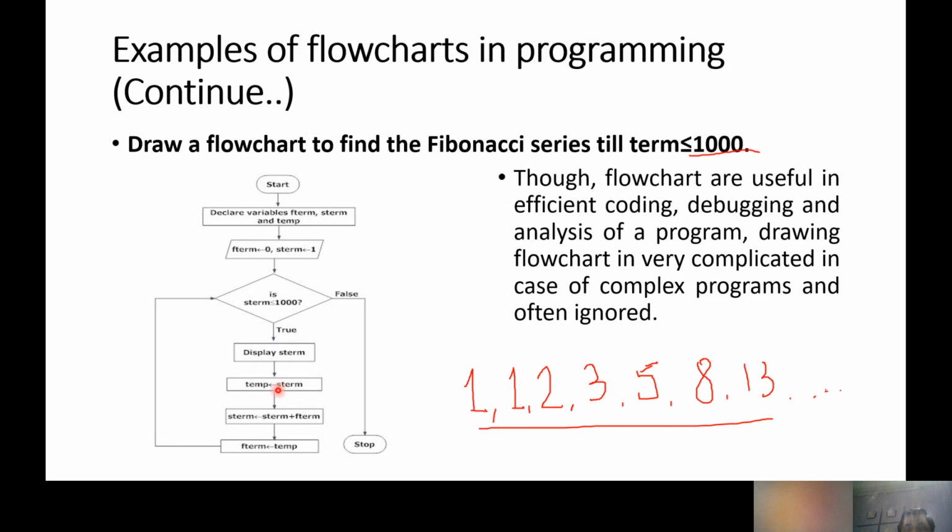So here they have used the logic for S term. We store the value of S term to the temp. So now the value of S term is stored somewhere else. Now we replace the value of S term with the help of this equation S term plus F term and store it to the S term. And now replace the value of F term with a temp. So this is why, when S term is less than or equal to 1000. If we reach the value up to 1000 or greater than 1000, we need to come out from this and stop it.